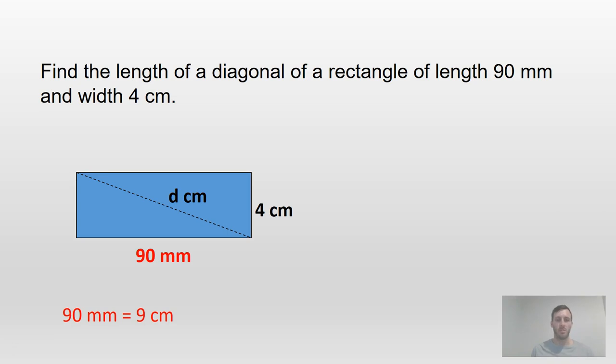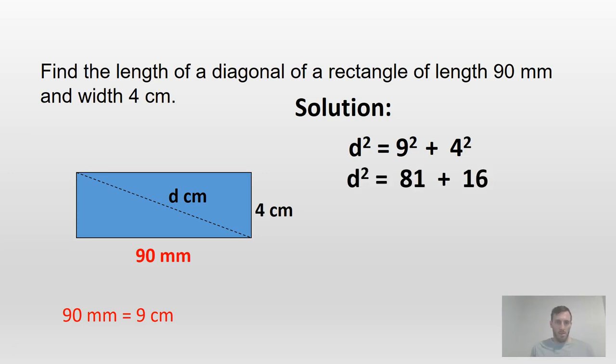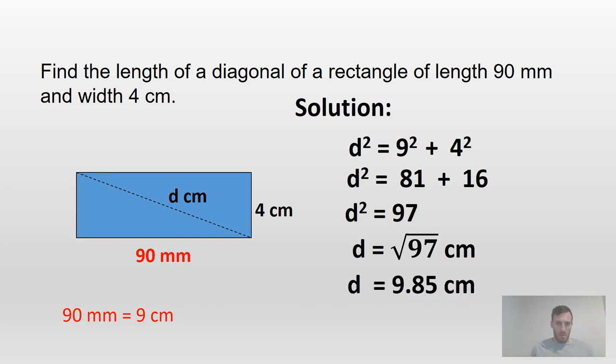Now we have enough information to use Pythagoras' theorem to find the length of the diagonal. So we write out our formula. In this example, the diagonal is the hypotenuse, so d squared equals 9 squared plus 4 squared. Then d squared equals 81 plus 16, d squared equals 97, and we square root both sides. In exact form, d is the square root of 97 centimeters. Rounded to two decimal places, d equals 9.85 centimeters. So the solution is the diagonal is root 97 centimeters.